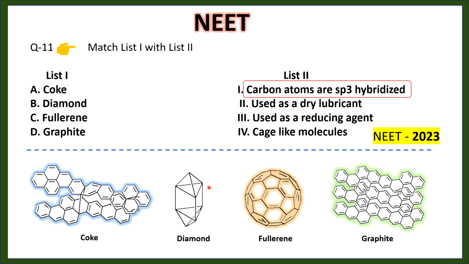But in the case of diamond, all the atoms are connected only by single bonds, which means diamond is fully sp3. In fullerene, all carbon atoms are sp2 hybridized. In the case of graphite, these are polyaromatic hydrocarbons; the polyaromatic rings get stacked one by one. There is no single bond or interconnected bond between them, so it is fully sp2 hybridized. So here the correct option is diamond only.